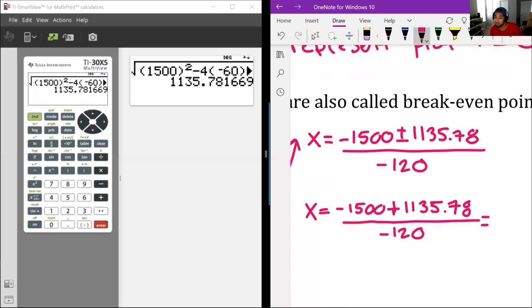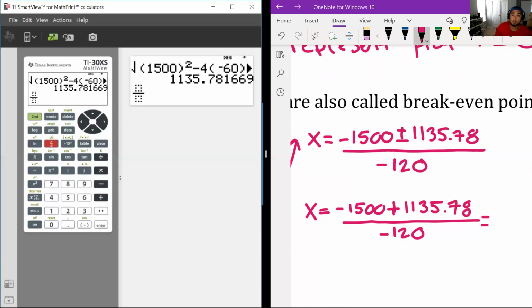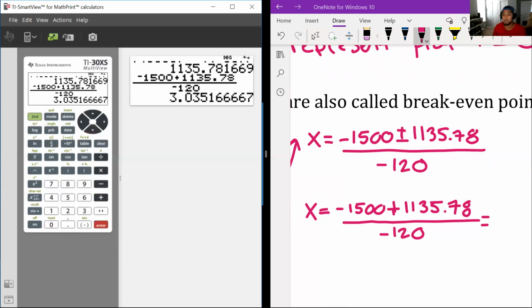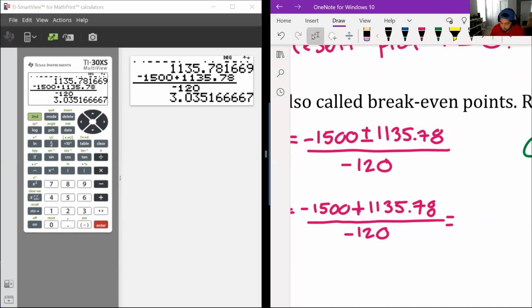So what's beautiful about this is we can type this exact thing in this calculator. Watch. Fraction button. Negative 1500 plus 1135.78 over negative 120. Enter. And to 2 decimal places, I get 3.04. There's the first one. Now we have to go the minus route.